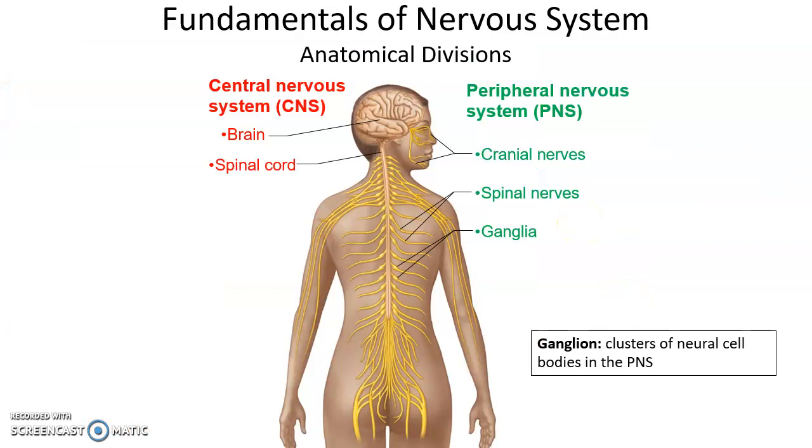Anatomically, the nervous system gets broken down into the central nervous system, consisting of the brain and the spinal cord, and the peripheral nervous system, which includes the cranial nerves that come off the brain, the spinal nerves that come off of the spinal cord, and the ganglia. So these little bumps here represent the ganglia. The ganglia are just clusters of neural cell bodies found in the peripheral nervous system.